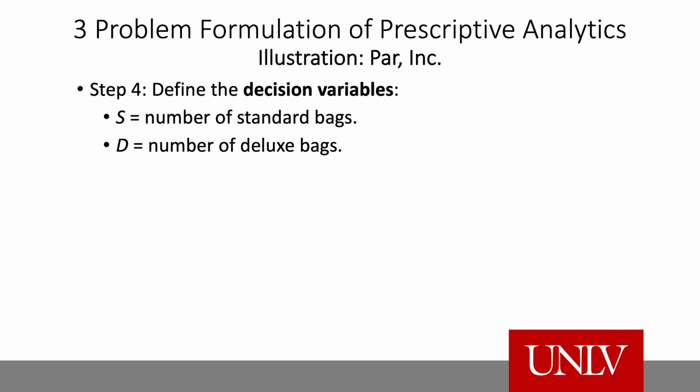Alright, so after that, we define the decision variables. And since the numbers are the problem, we define the decision variables based on our problem. So we define number of standard bags and number of deluxe bags as our decision variables, and we use S and D to represent them. So S equals the number of standard bags and D equals the number of deluxe bags. So they are referred to as decision variables.